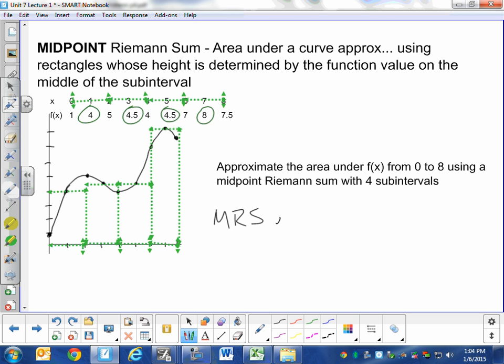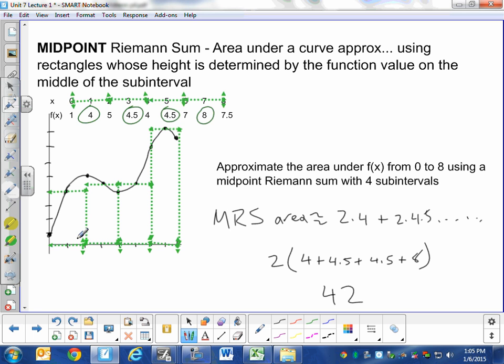So the midpoint Riemann sum area would be approximately base 2 times height 4 plus base 2 times height 4.5, et cetera, et cetera. Or you could factor out the 2 and just do the sum of your heights. So 9 plus 4 is 13, 13 plus 8 is 21. 21 times 2 is 42. Okay. Now, is that a better approximation than the left or the right?